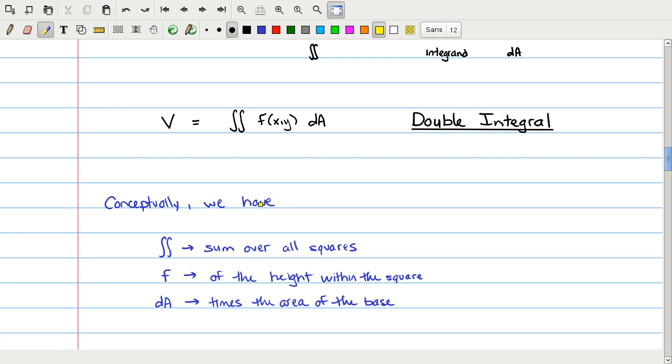So conceptually, just to review, the integral is the sum over all the squares, f is the height within each square, and dA is the area of the base. Base times height is volume. And that gives us the volume. So this is how we define the volume under a curve. So that's fine. We have this nice notation.